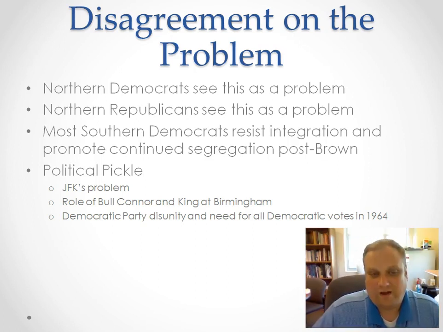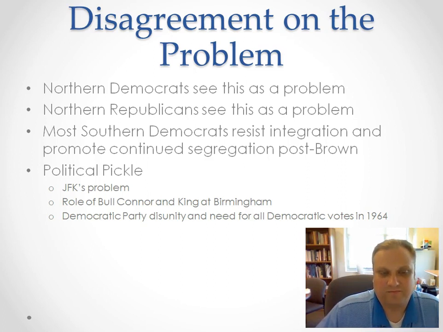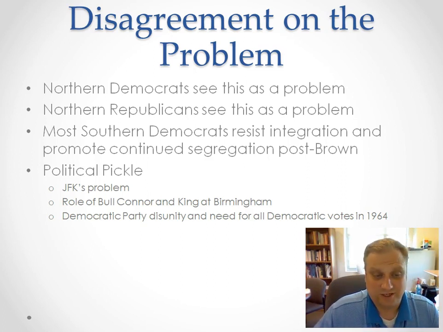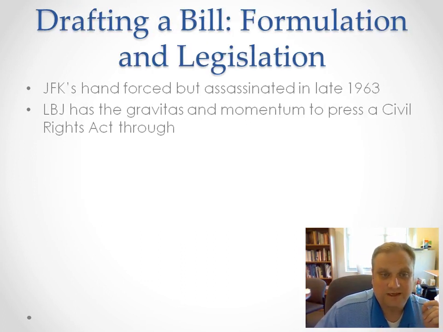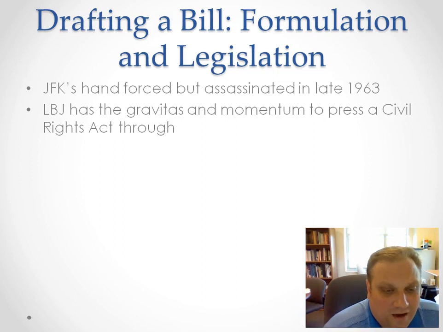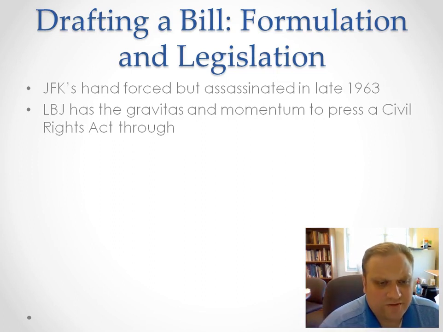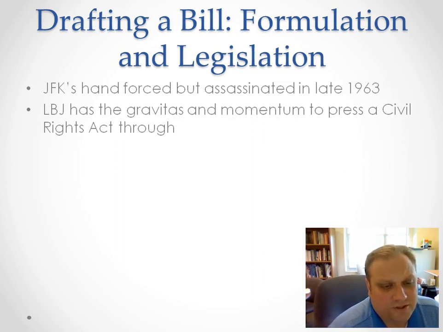So, what happens in the period during the JFK administration and then after he's assassinated? First, his hand is forced by a major development in Birmingham, Alabama. Quite frankly, JFK has to start advocating for civil rights bills, in part because of Martin Luther King and the SCLC's protest in Birmingham, Alabama, which was one of the most segregated cities still left in the country.